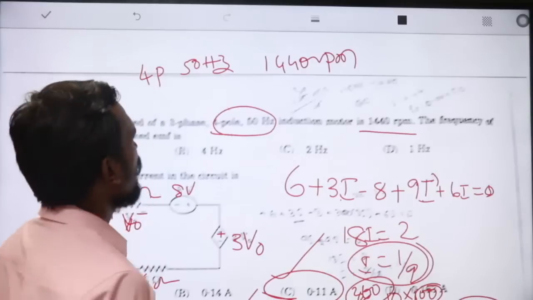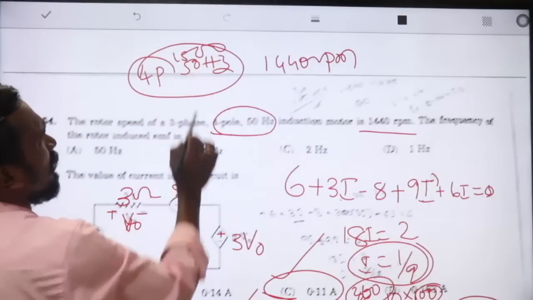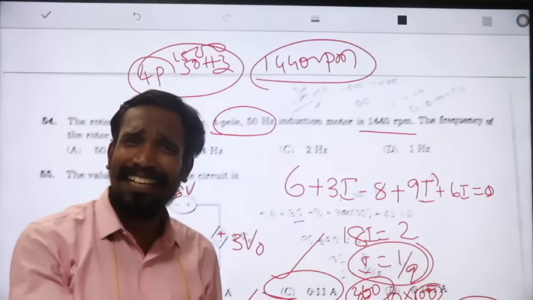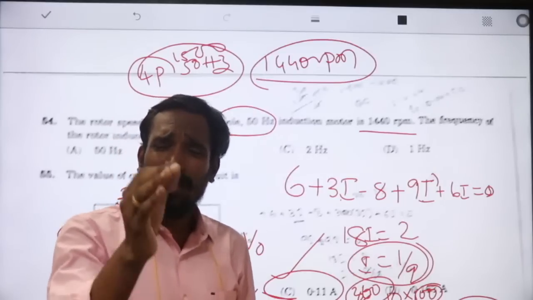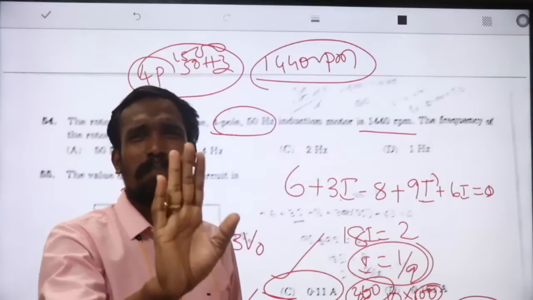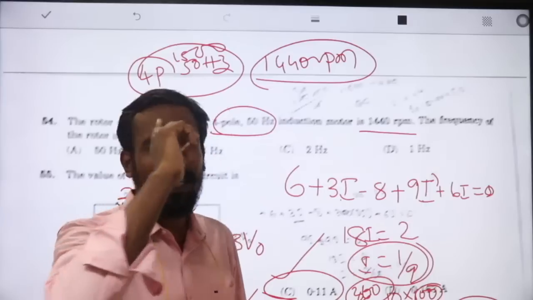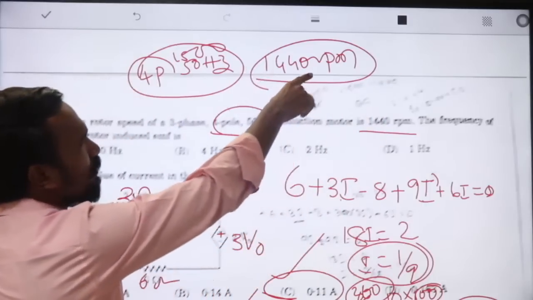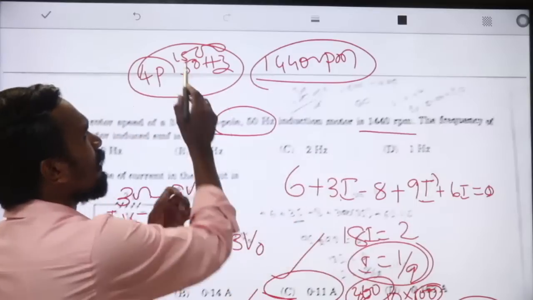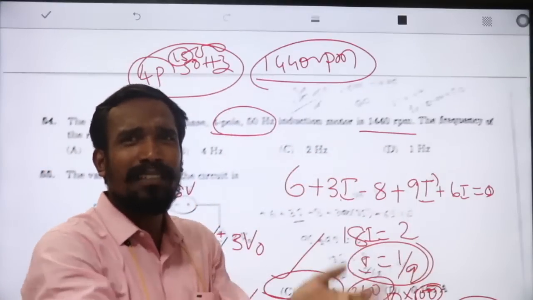Direct, sir. Generally, 4-pole 50 Hz means the synchronous speed is 1500. Even for diploma candidates, even for JLM candidates, I gave you these questions by fingertips. Don't use a pen. I told you that in your class. Just think it. 1500, 1440, 60 RPM is the slip speed. 60 RPM, nothing but 4% is the slip.